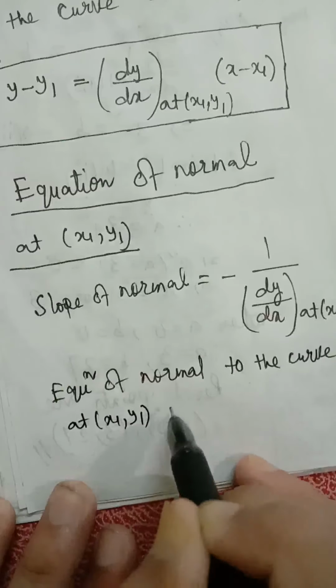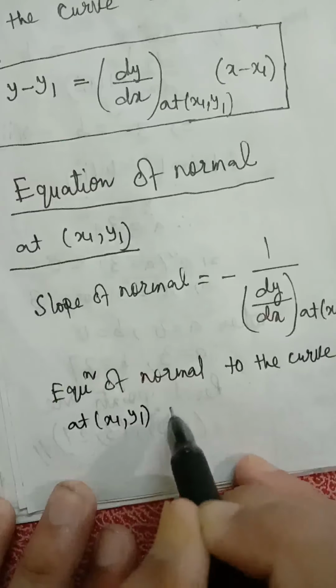Here also we have used the one point formula. The normal passes through (x1, y1), so y minus y1 equal to m, the slope of the normal, into (x minus x1). So this is the equation of tangent to a curve at the point (x1, y1). This is the equation of normal to a curve at the point (x1, y1). So these two formulas you have to remember. These are very, very important formulas.